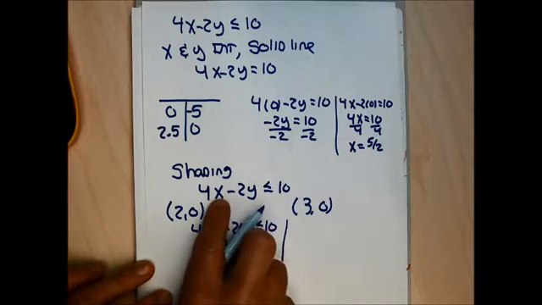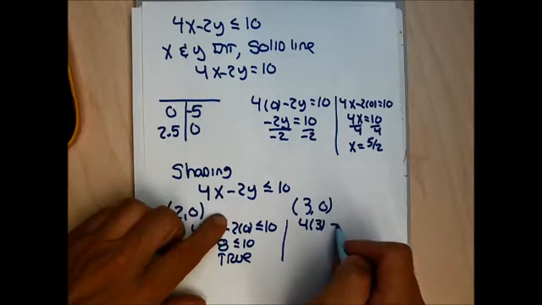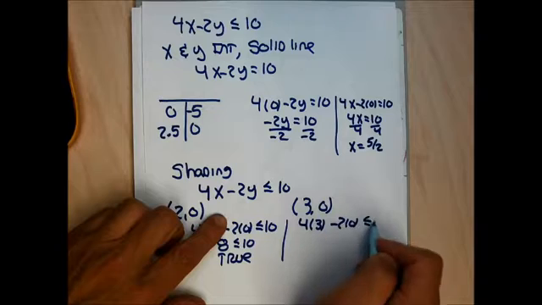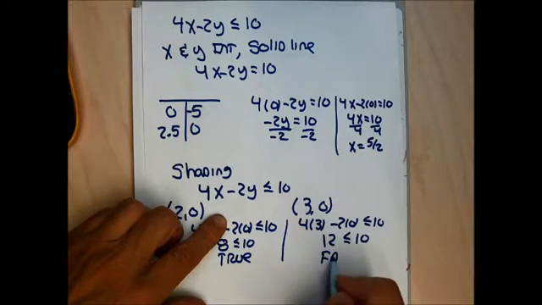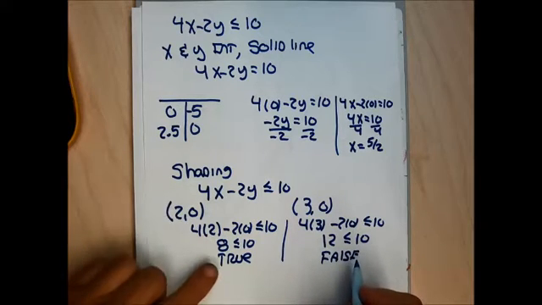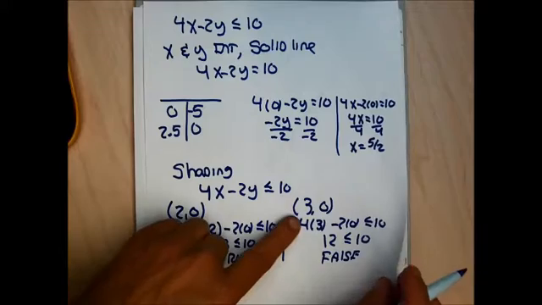And for the 3, plugging a 3 for that x and a 0 for that y, you get 12 is less than or equal to 10, which is false. So I need to shade towards the (2, 0) and away from the (3, 0).